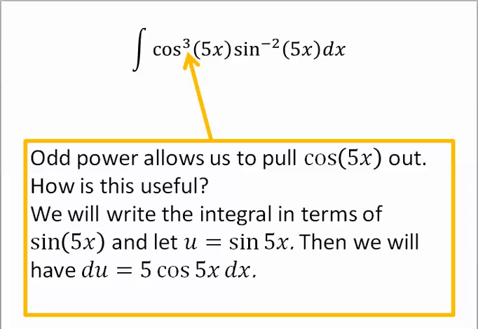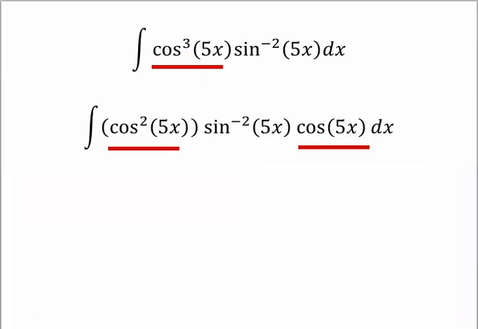If u equals sine 5x, I'm going to need du equals 5 cosine 5x. And by pulling out that cosine 5x, I'll have the du that I need. I'll show you what I mean. For now, just pull a cosine 5x out. When I do that, my cosine to the 3 is broken up into two pieces, cosine squared and cosine. So those two multiplied together make cosine to the 3.